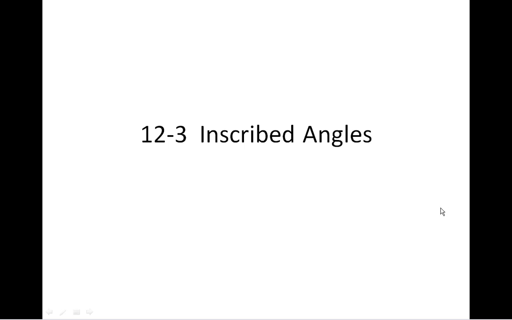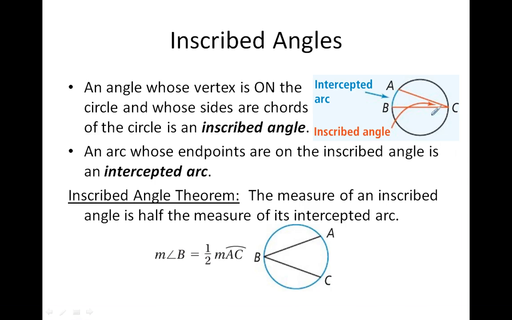Continue our discussion of circles. Today we're going to look at inscribed angles. Now an inscribed angle is an angle with the vertex on the circle and the sides of the angle are chords. Okay? Each chord, its endpoints, make up the intercepted arc.